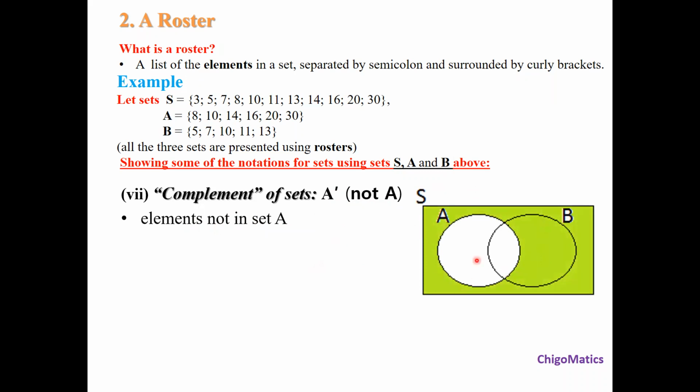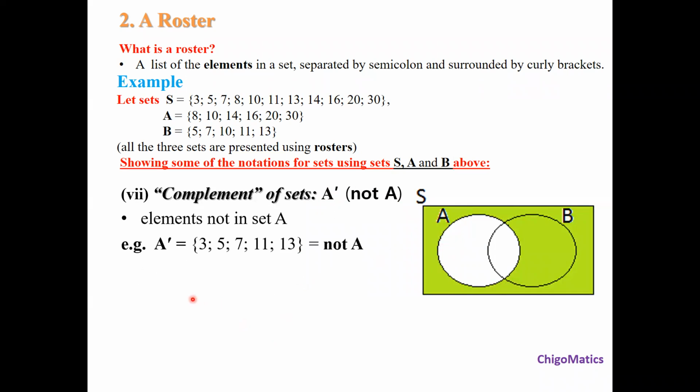So in a diagram, this is our S, our A, our B, isn't it? So if we want a set representing those elements that are not in A, the set in white is what? The elements not in A. Everything in green is not in A. So this is the set A prime. Elements that are not in A, everything shaded in green is not in A.